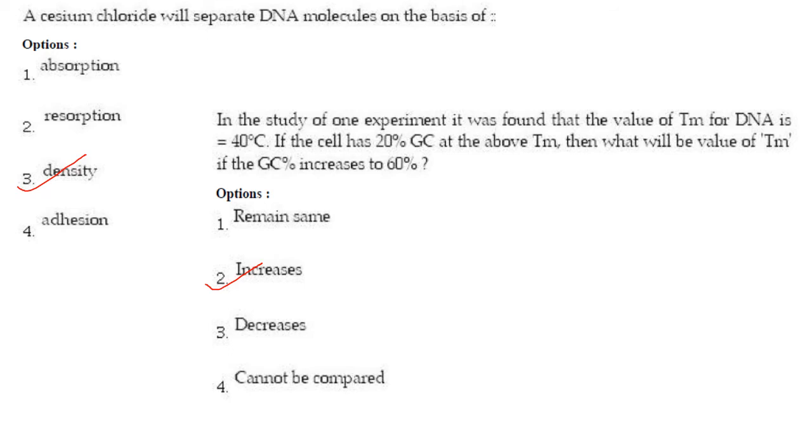Next one. In an experiment, it was found that the value of Tm for DNA is 40 degrees Celsius. If the cell has 20% GC at the above Tm, then what will be the value of Tm if the G percent increases to 60%? Tm increases with increasing percentage of G plus C. So answer is option 2, increases.